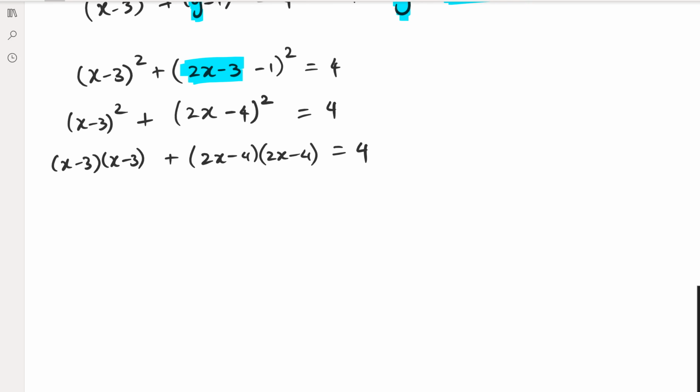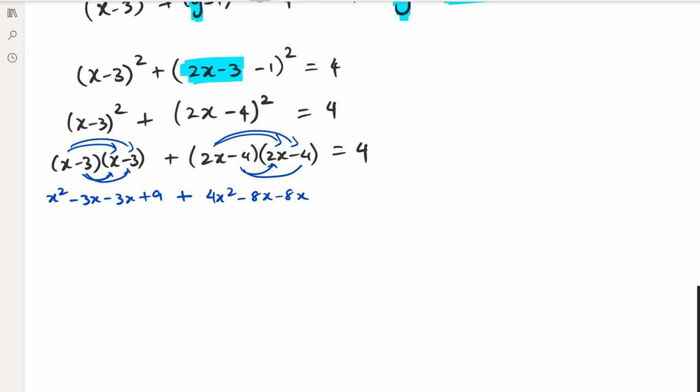Okay? So then I do the whole FOIL method again. So I've got x times x, which is x squared, x times minus 3, which is minus 3x, negative 3 and x is negative 3x, negative 3 and negative 3 is plus 9, plus, then I've got 2x times 2x, which is 4x squared, 2x times minus 4, which is minus 8x again, and then plus 16, and all of that equals 4.